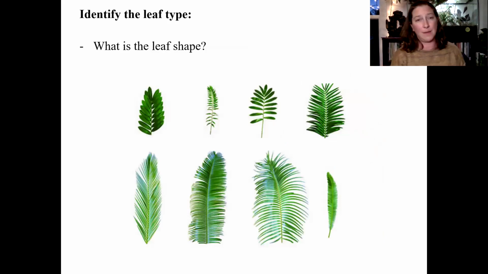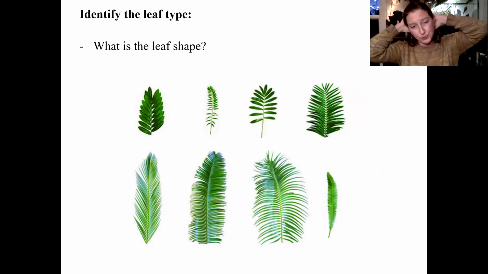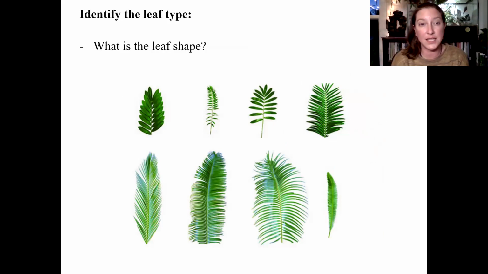Okay, so I just taught you the names of a bunch of ways to discuss these leaves, right? So it's a little brain teaser for you. Here's a bunch of leaves on this slide. First, when you look at these, I want you to think, what is the leaf shape? First of all, you should think, are these simple leaves or compound leaves? That's the first thing you should be thinking.